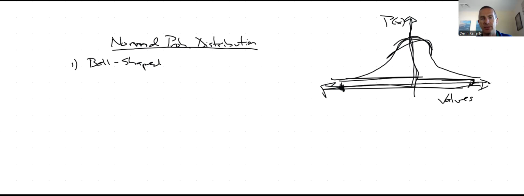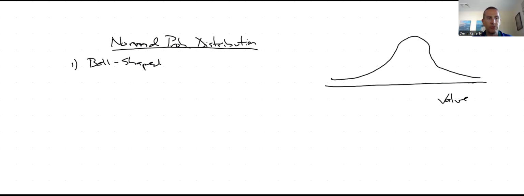These values are not likely to occur. Their probability is low. On the other hand, the values right around the center, their probability is very high. That's very likely to occur. Why? Because it's up here, higher up the probability axis. So it's just important to remember.